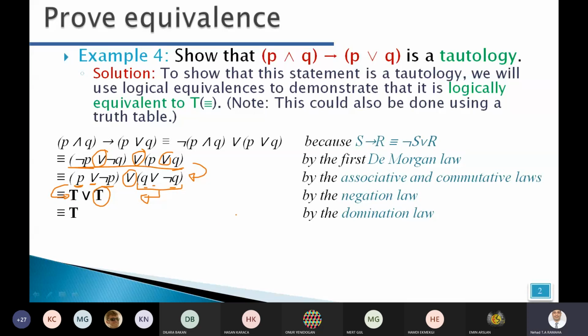Now, the domination law says if you have any part of the or true, then the result will be true. Even if you did not write the domination law, it's very clear that for the or operator, if you have any part true, the result will be true. Then we reach what we need. It's logically equivalent to true, so it's a tautology.